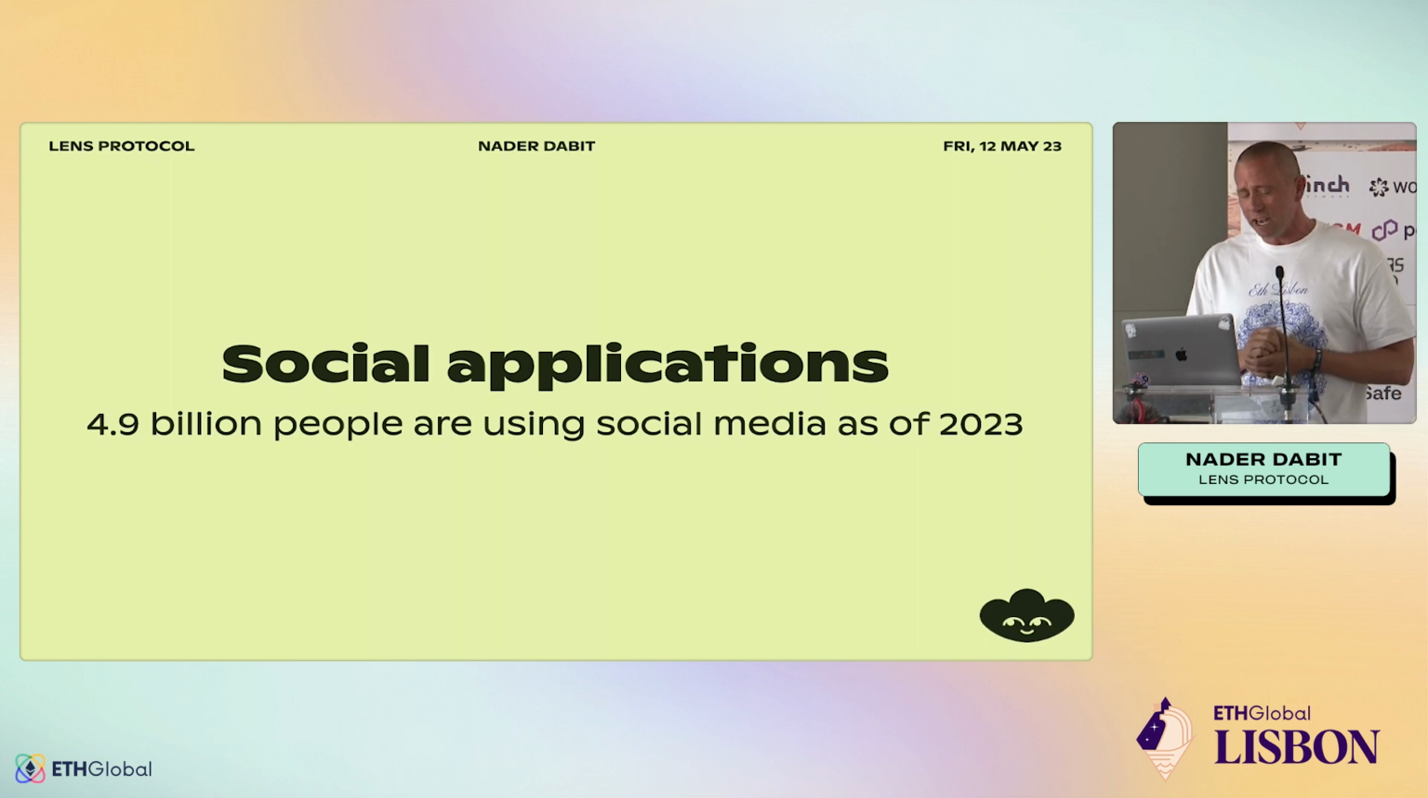And with social, there are 4.9 billion people that are using social applications today. So when you think of building for the masses, you need to think of a use case that will appeal to the masses. And this use case obviously resonates, but it's one thing to have an idea and another thing to actually build and execute and have a product that allows people to actually use it and for developers to build on it. And that's really what Lens is.